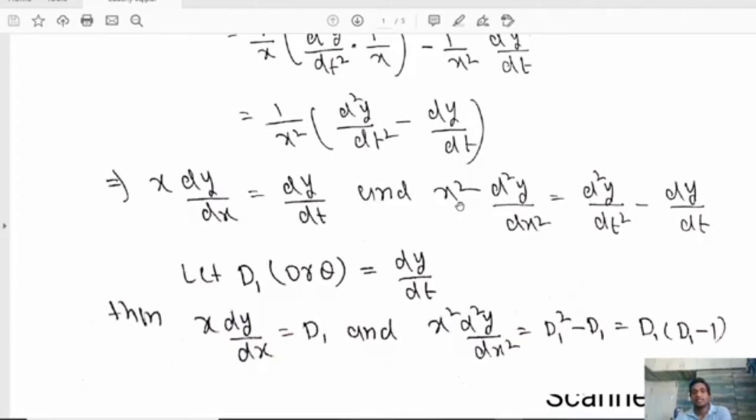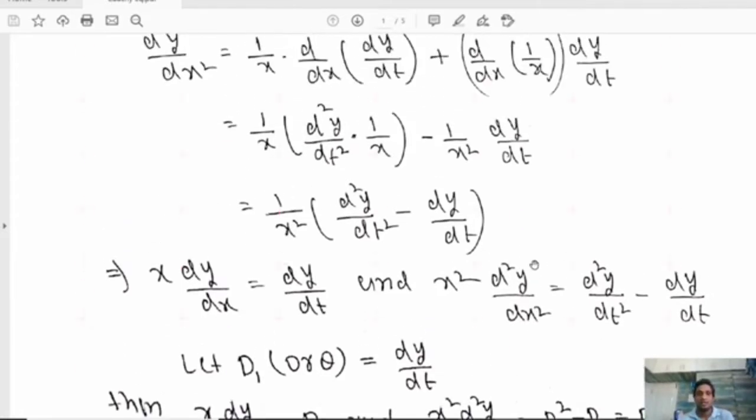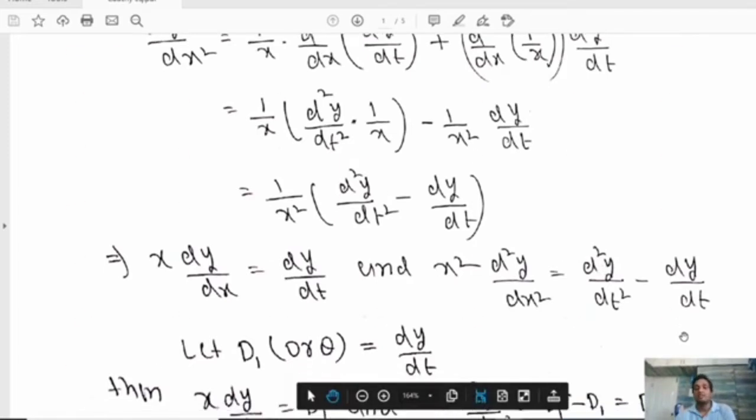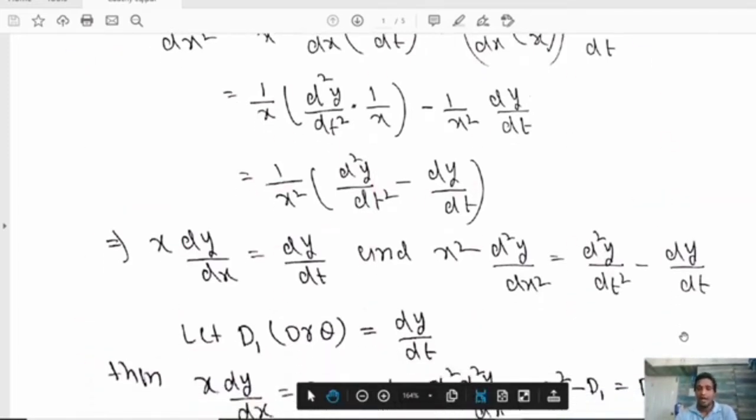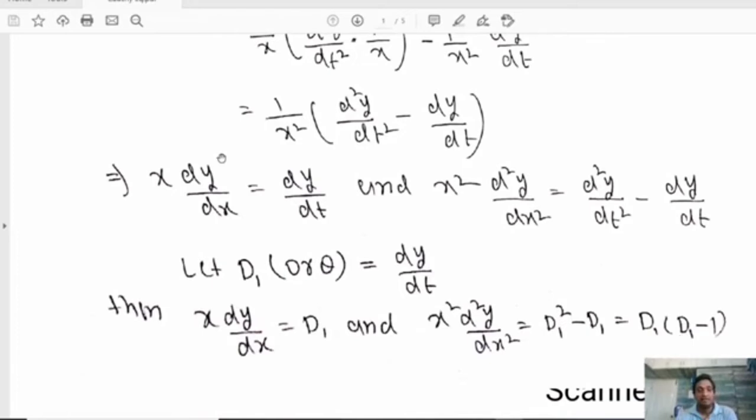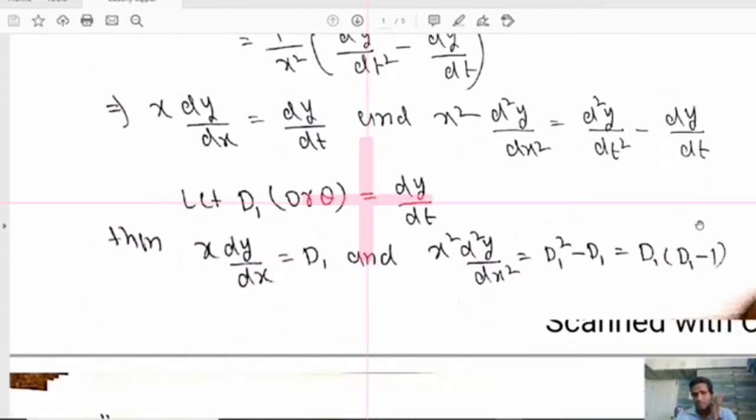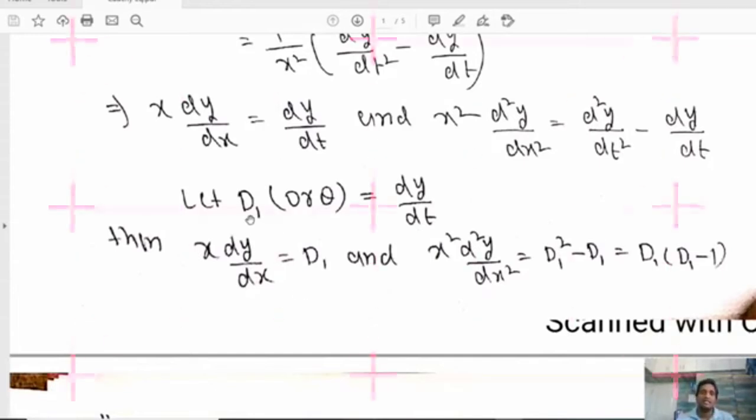Now x^2 d^2y/dx^2: if I cross multiply by x^2, x^2 d^2y/dx^2 is equal to d^2y/dt^2 minus dy/dt. So we got all the values. In the problem, change dy/dx to dy/dt, and change d^2y/dx^2 to d^2y/dt^2 minus dy/dt. In the previous problems we assumed capital D as d/dx.